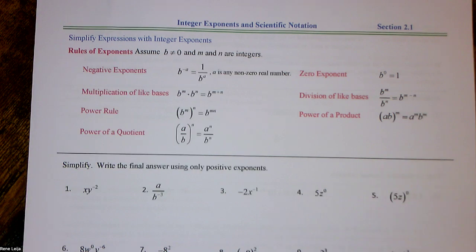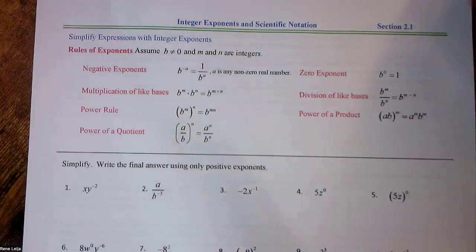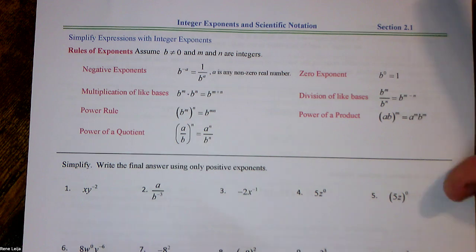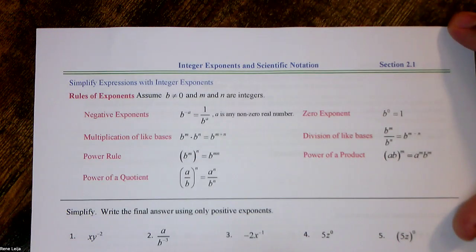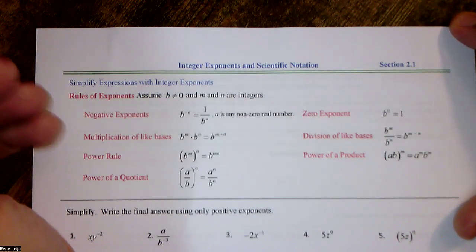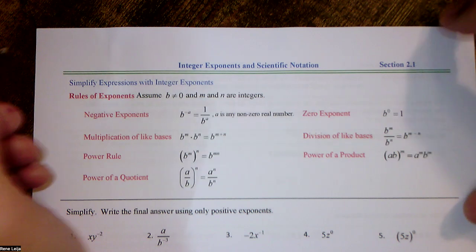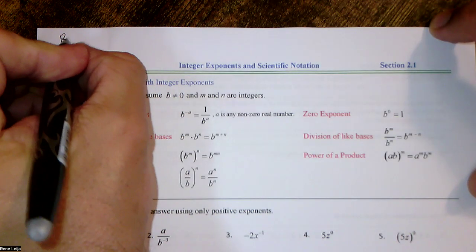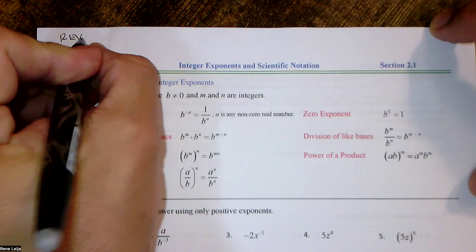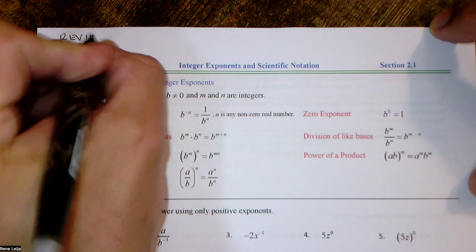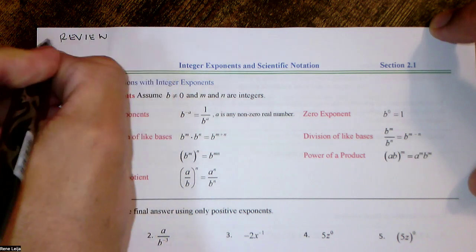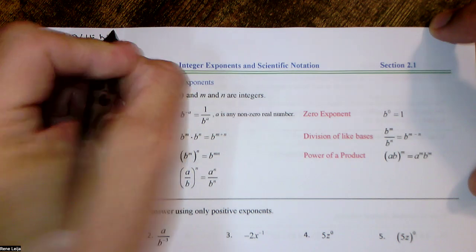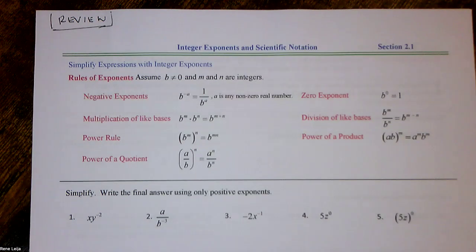This is a review section, so this is not something that you definitely need to watch, but since it's review, it does cover section 2.1, which is integer exponents and scientific notation. And so if you are weak in your rules for exponents, then you definitely want to work through some of these problems. Okay.